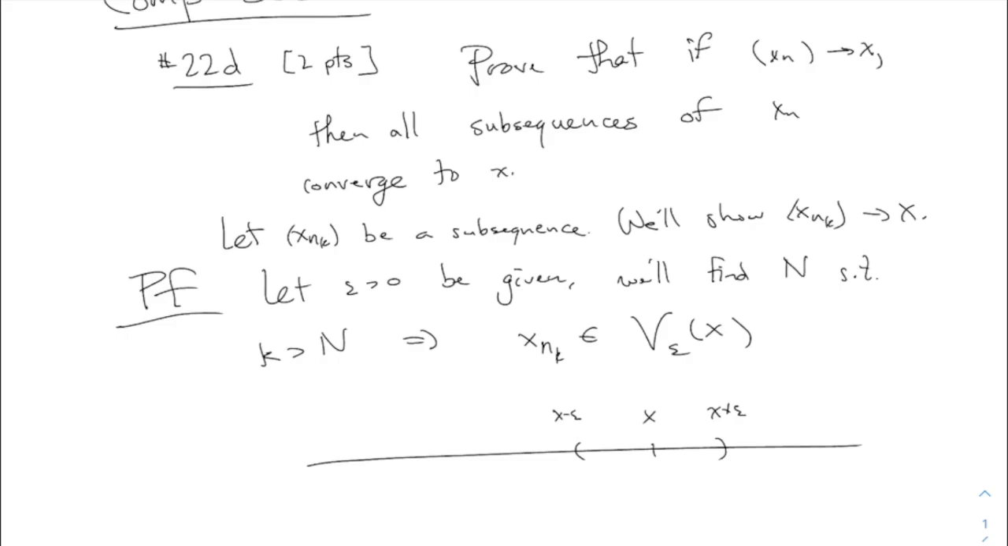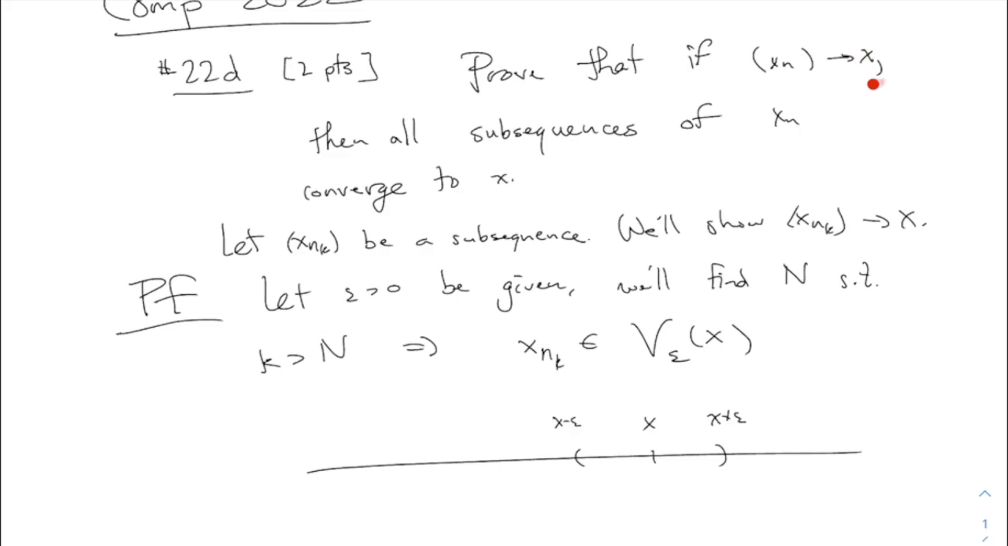All right, we have to show that eventually all the terms from the subsequence land in here. If you're thinking properly about this, using ordinary words, it seems like that's true. Anybody feel like that's true? Is it true that all the terms of the subsequence eventually land in here? Remember what we have assumed: that the entire sequence itself converges to x, right? So if I look at all the terms in the whole sequence, they all end up in here eventually. Is it also true that the subsequence ends up in there eventually? Yeah, it would have to be true, because the subsequence is just taken from the original sequence.